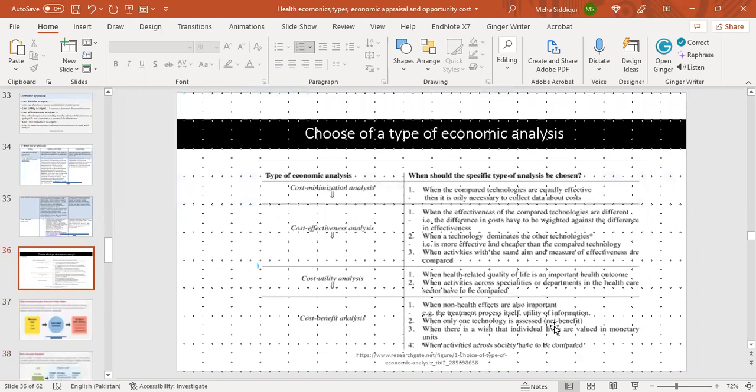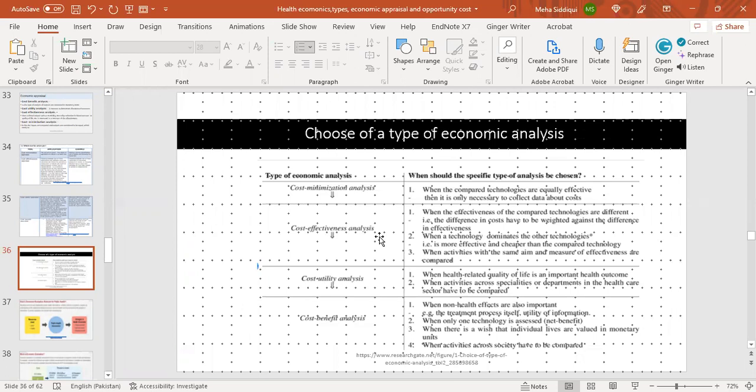So, choosing a type of economic analysis. These are the different scenarios in which different analyses are chosen. Cost minimization analysis is chosen when the compared technologies are equally effective. Then it is only necessary to collect data about cost.